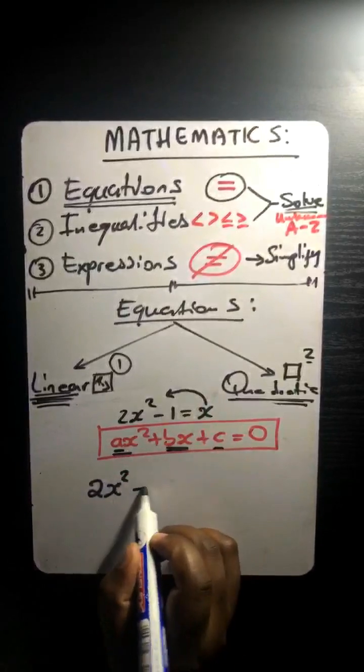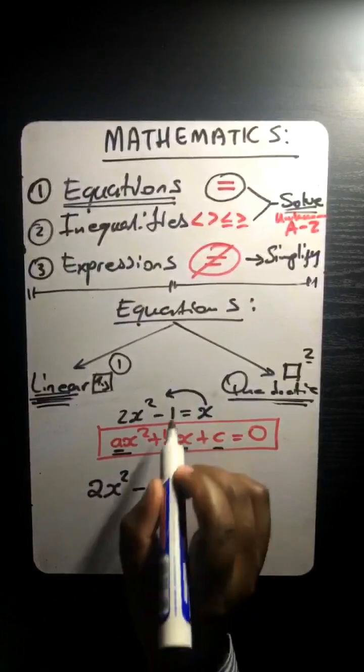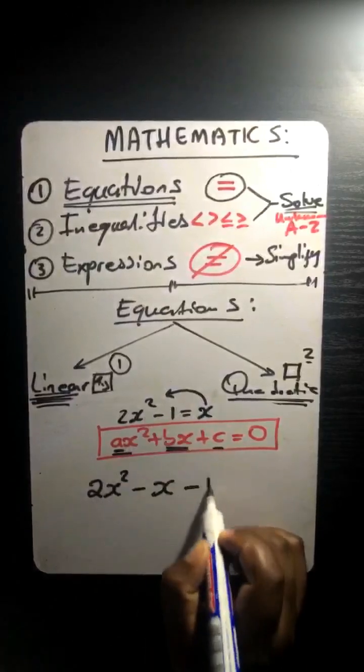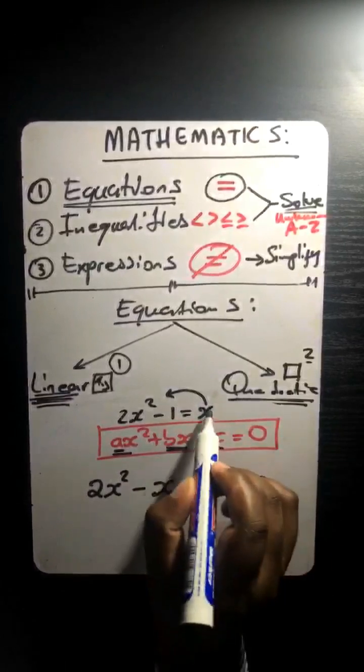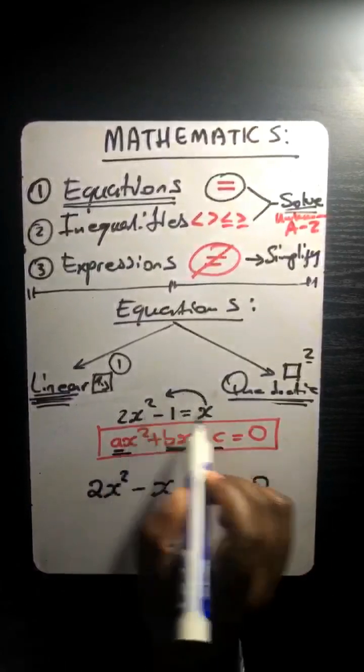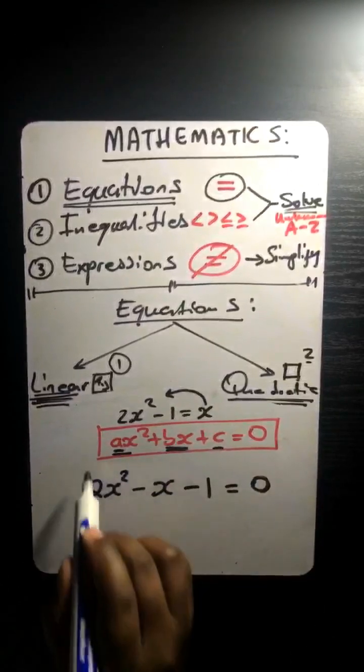It becomes negative 1x. Then already this one is on the left as negative 1. Everything must be equated to 0 because when you take it to the other side, you remain with nothing, and nothing in maths is 0. So I want to know if it's in the standard form.